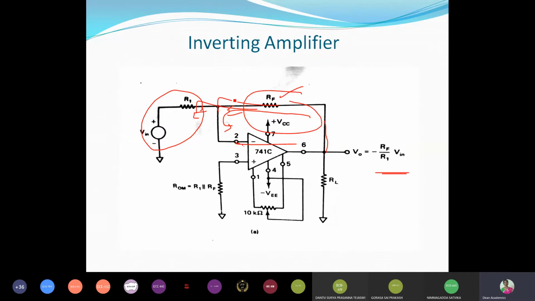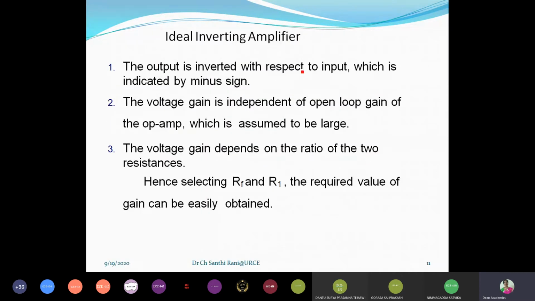V0 by V in is equal to the ratio of these two resistors. If we see the properties of this ideal inverting amplifier, the output is inverted with respect to the input. It is an inverting amplifier, therefore you know that if the input is like this, the output will be magnified and at the same time opposite in phase. That we have proved several times.